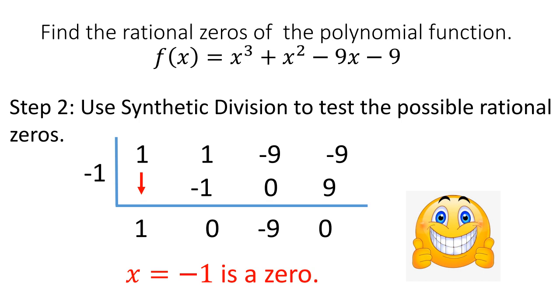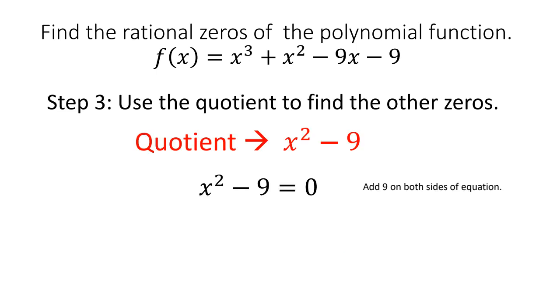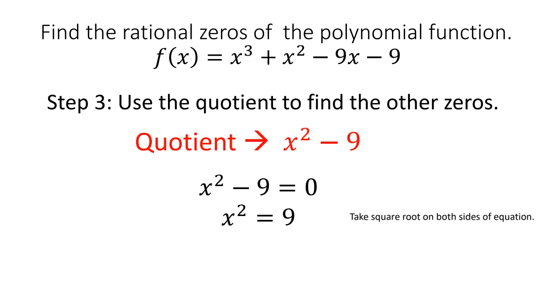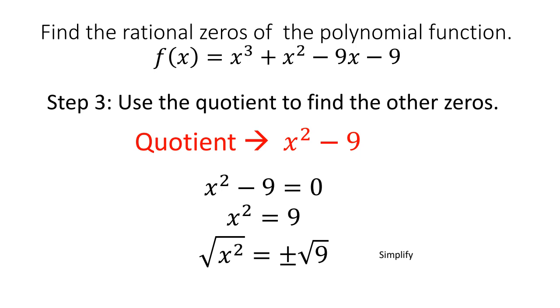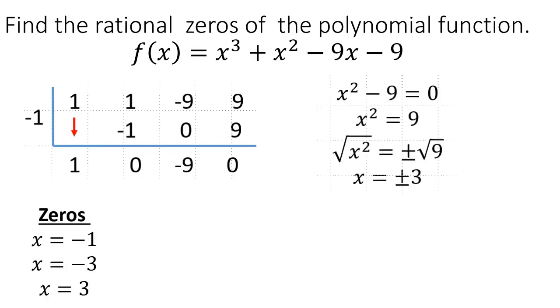So my quotient, if I convert it back to an equation, I reduced the degree. I started with a cube. Now I'm left with an x squared. I have no x term, -9. This one's easy to solve for x, because we can use our square root property. So we solve for x by adding 9 on both sides, take the square root of both sides, and the square root of 9 is plus or minus 3. So we found all of our zeros. Our zeros are x equals -1, x equals -3, x equals 3.